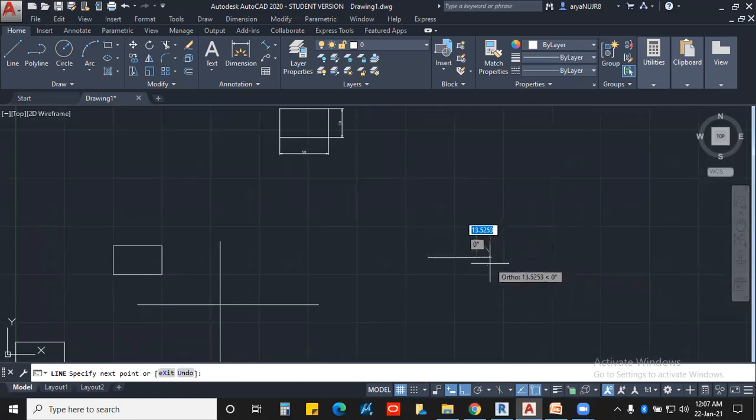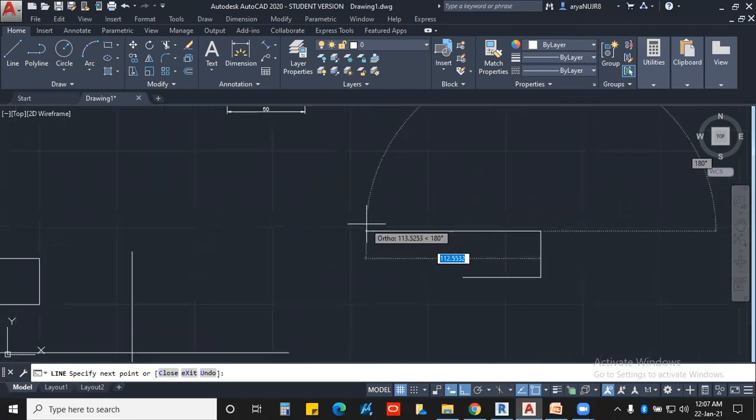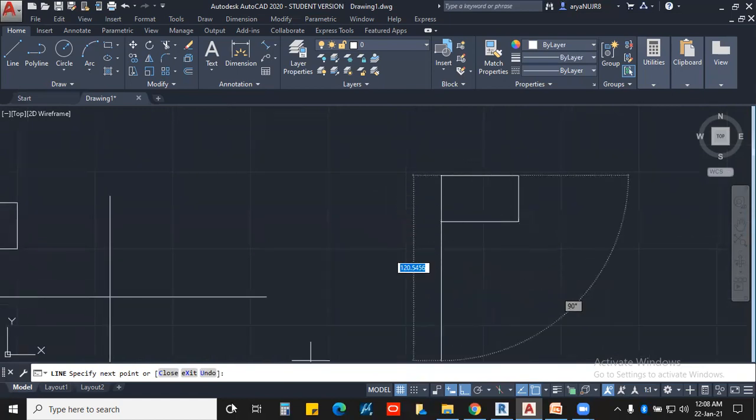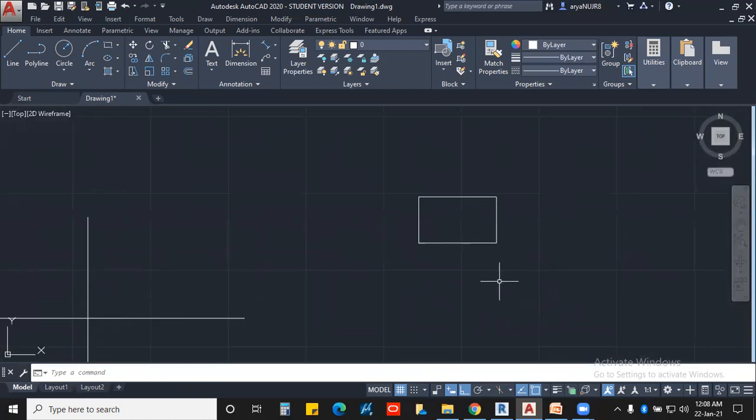Now the next line, in this direction, its angle is 90 degrees and the distance is 30. So @30, then its angle is 90 degrees, enter. And in this direction, its angle is 180 degrees and its distance is 50. Again @50, angle is 180, enter. And then for the last one, I'm just clicking here, close. So this is how to draw in the relative polar system.